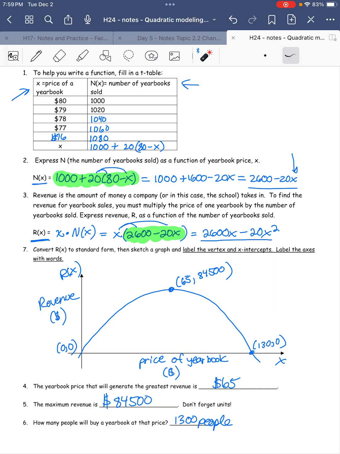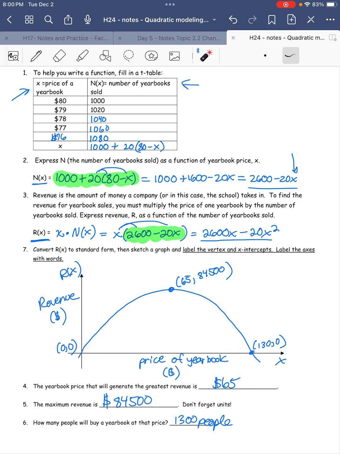Okay. All right. So then we're going to go ahead and take the maximum revenue, 84.5, we got from here. And this last question, you got to figure it out a little bit. How many people are going to buy the yearbook at that price? Well, look, if you make $84,500 and each book is $65, you could just divide those two numbers and you're going to get 1,300 people bought it. Because you want to know, 65 times what made your 84,000 number, right?